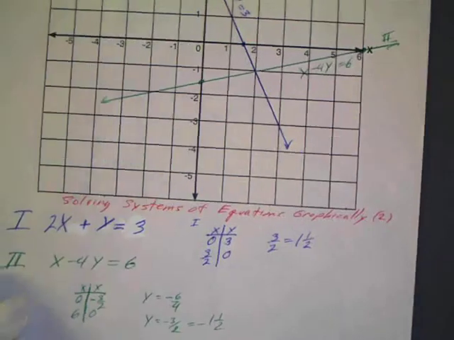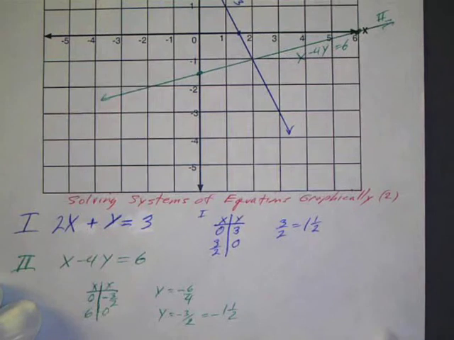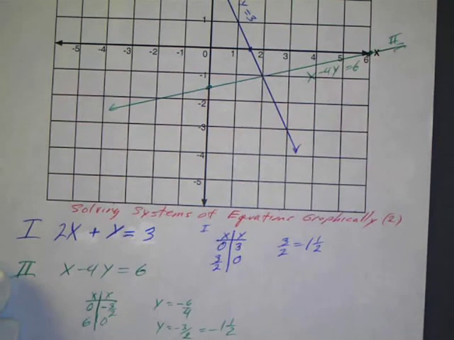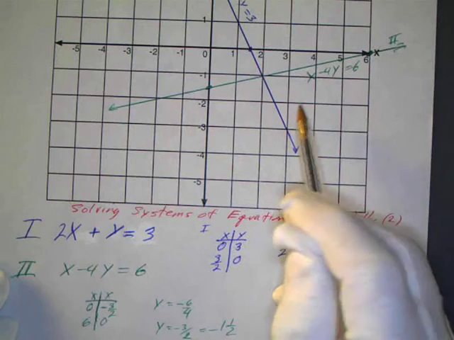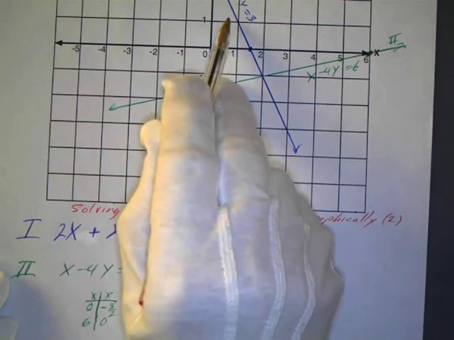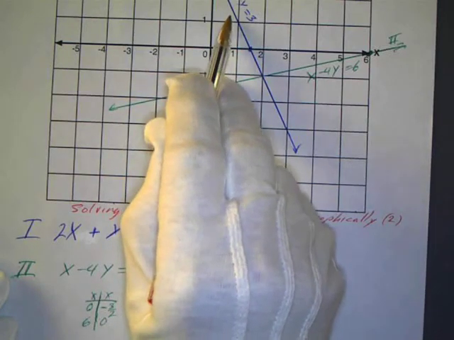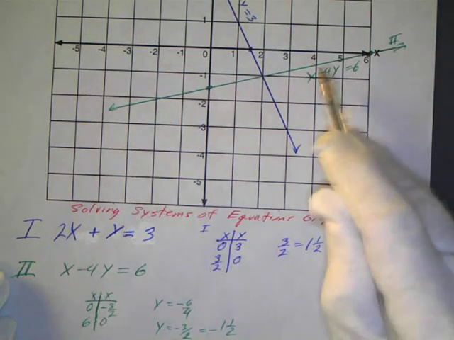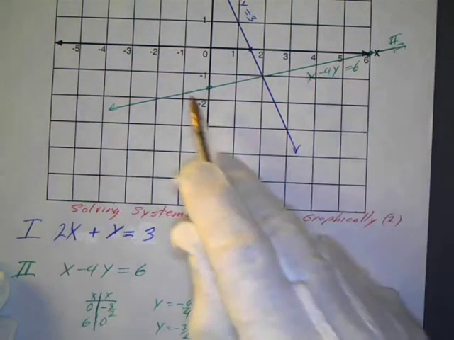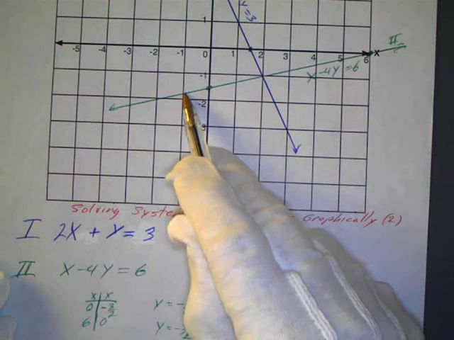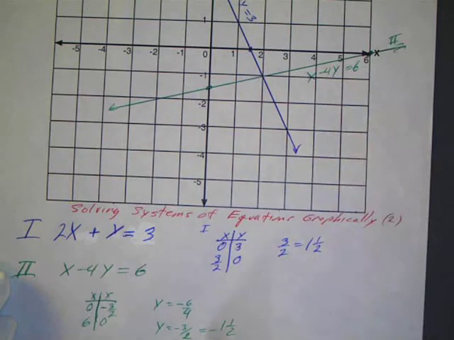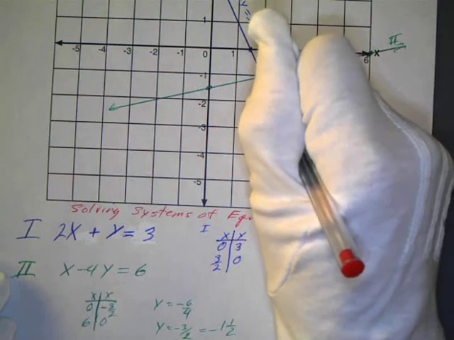And where they intersect, that's the solution. Okay, this is the point that satisfies both equations. If you take any x and y on this blue line, 2 times the x plus the y will equal 3. Remember, for each point on this line, there's an x and y coordinate. If you take the x minus 4y for any point on the other line, you'll get 6. And this is the point that satisfies both conditions at the same time.